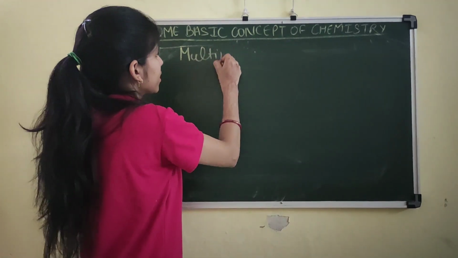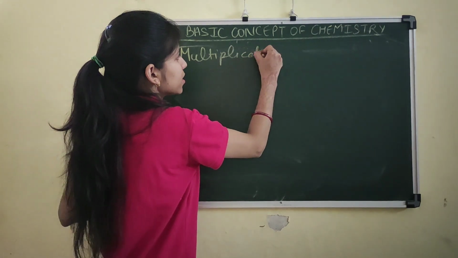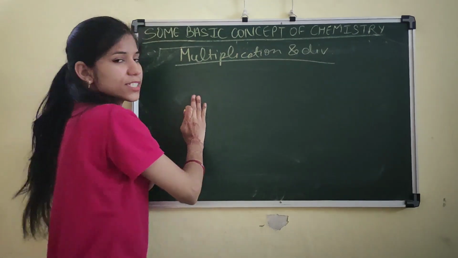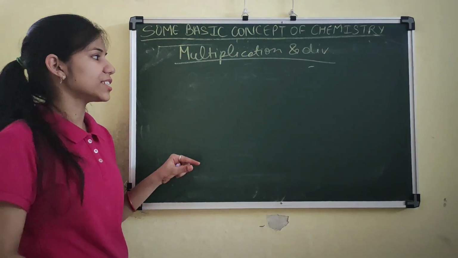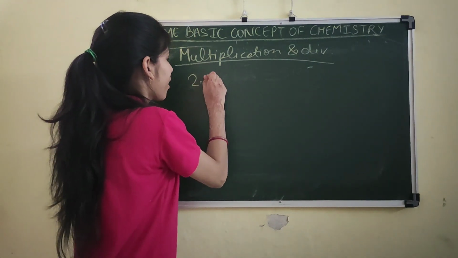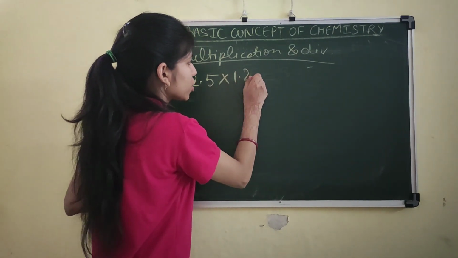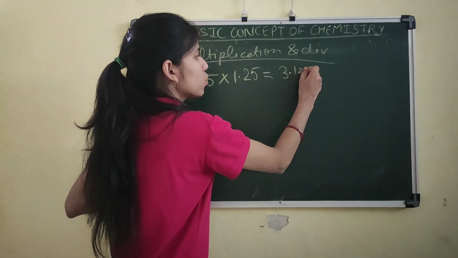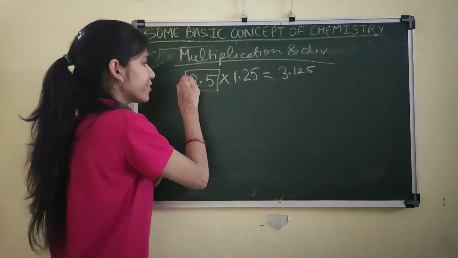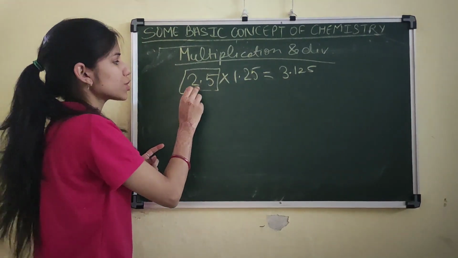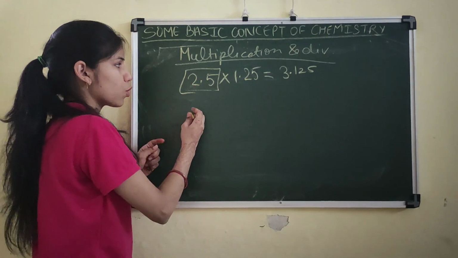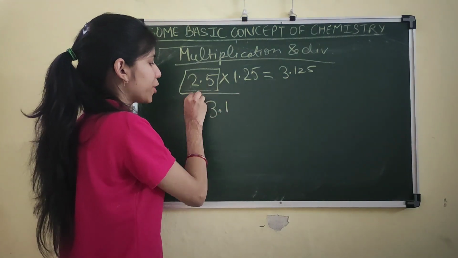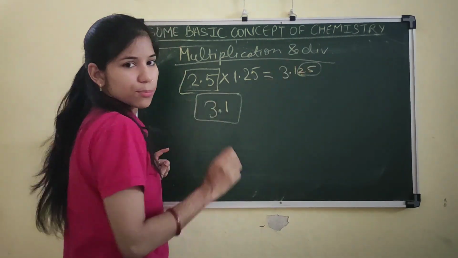Multiplication and division. In this, the significant figures present are considered. If there is 2.5 times 1.25, the answer will be 3.125. In this, 2.5 has only two significant figures, so the answer has only 2 significant figures. So the answer will be 3.1 and all the other digits are removed.